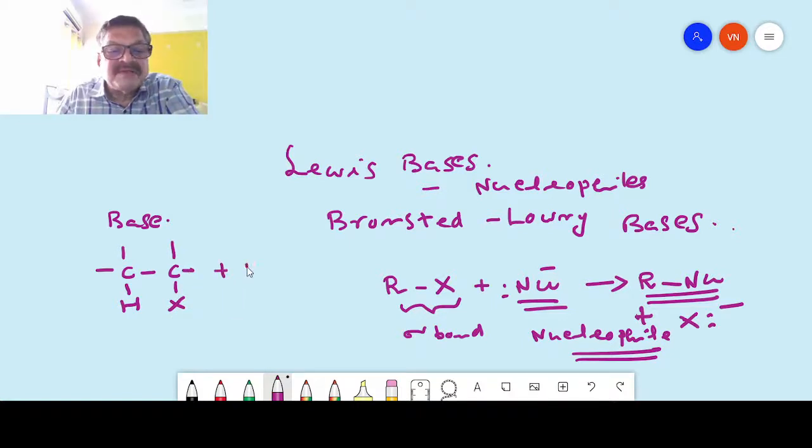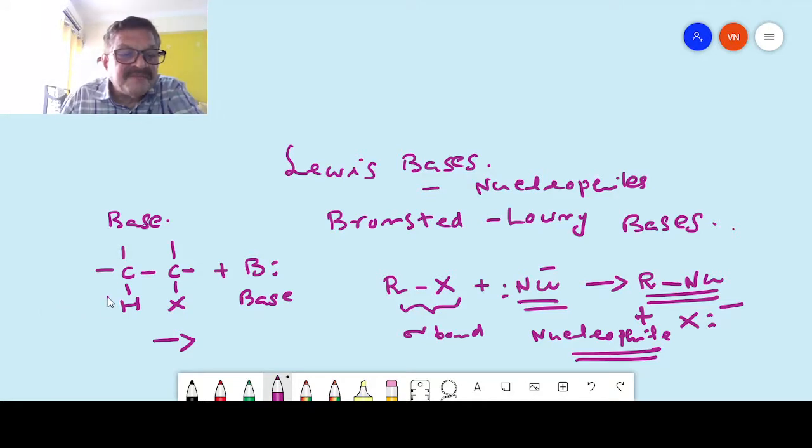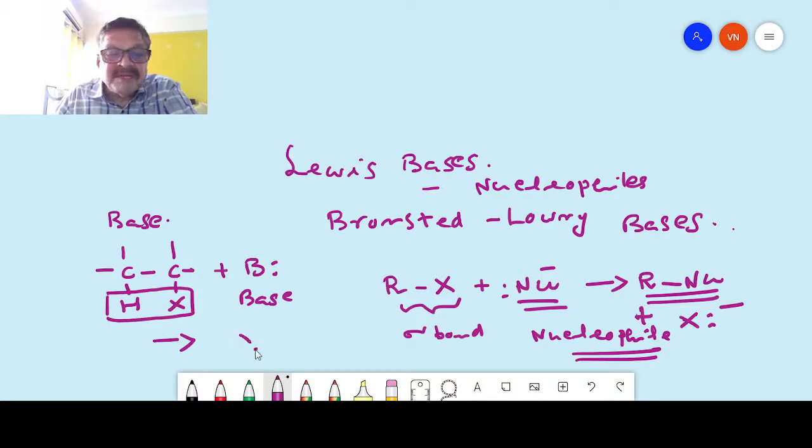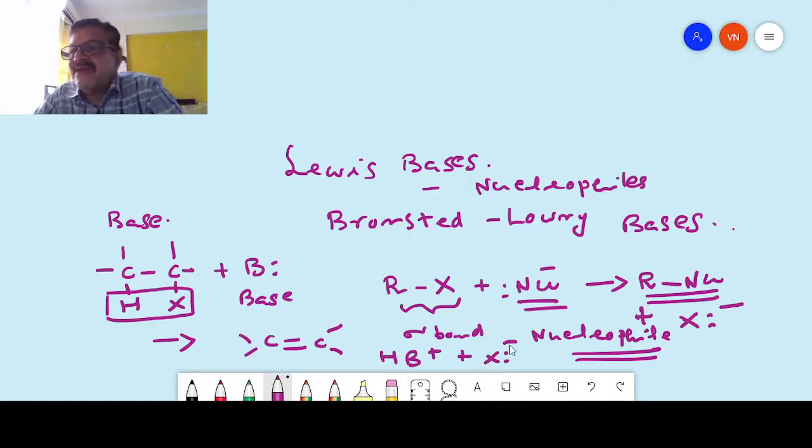So, the alkyl halide will be reacting with a base here. This is the Bronsted-Lowry base, B. So there will be an elimination reaction here. This HX will go, and we will be getting a pi bond here. Then we will be getting HB plus, and X minus here. This is the alkyl halide, and it undergoes elimination reactions like this.